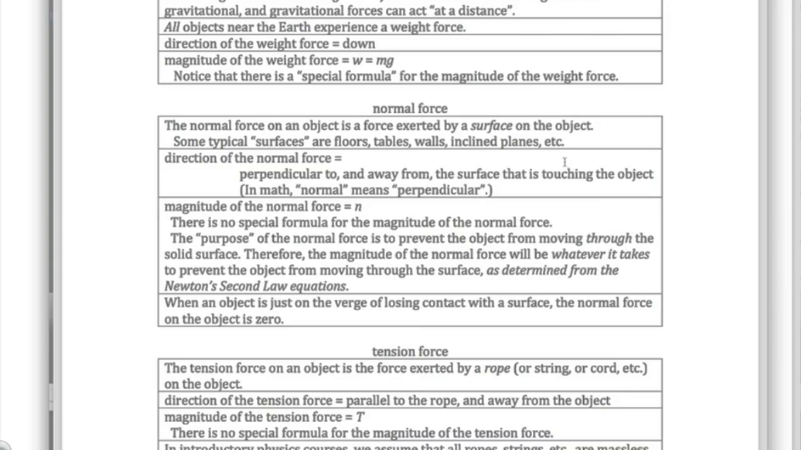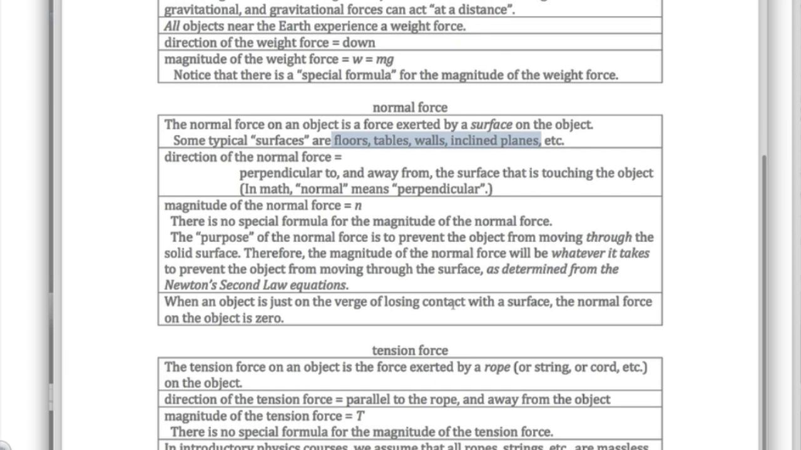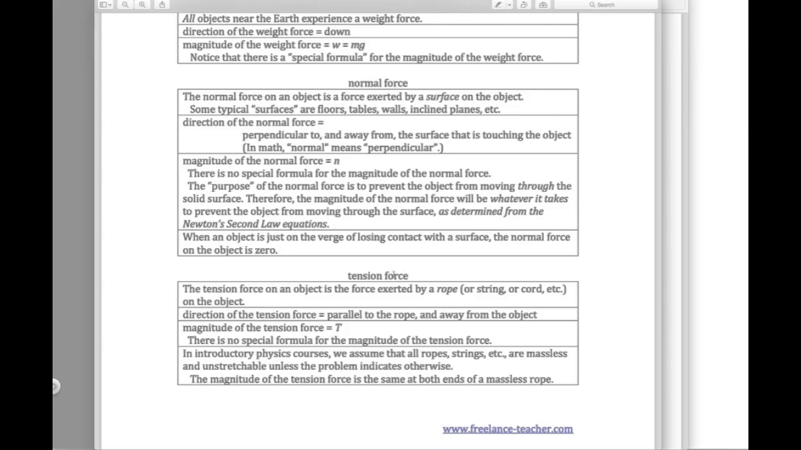I'm not going to try to give you a formal definition of what we consider a surface that can exert a normal force, but I hope that this list of typical surfaces will give you a feel for what we mean by a surface. Typical surfaces are floors, tables, walls, inclined planes. I hope you can see that a rope is not the same type of thing as these surfaces. So the force exerted by the rope is not called a normal force. Instead, the name for that is tension force.